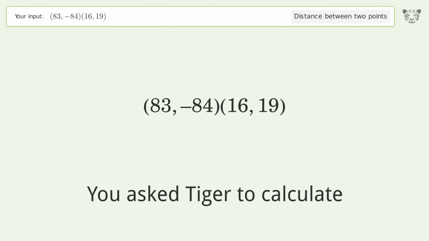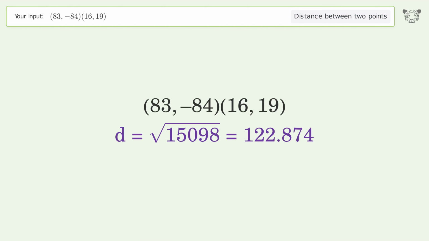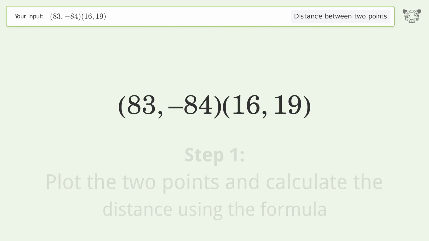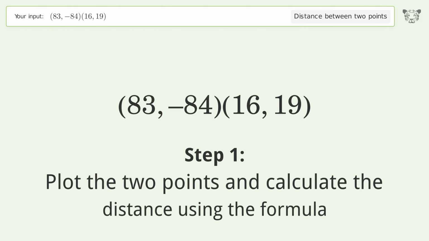You asked Tiger to calculate the distance between two points. The distance between the two points is the square root of 15,098, or 122.874. Let's solve it step by step. Plot the two points and calculate the distance using the formula.